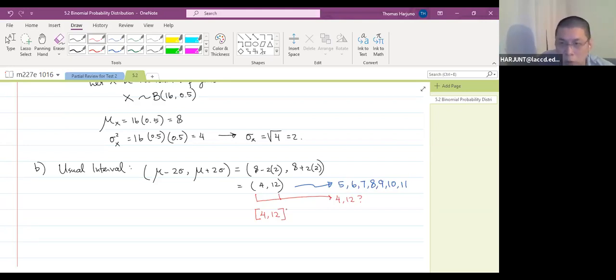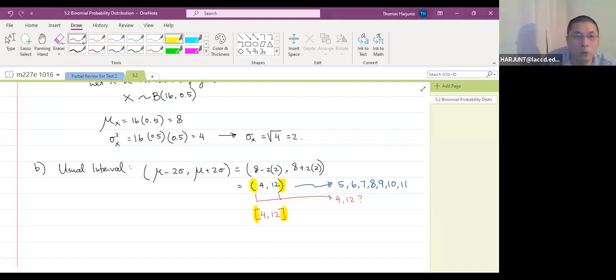Again, the issue is, should we use open interval or should we use closed interval? Do we include the endpoints or not? And the rule of thumb is it's actually up to you, consistently. As long as you are being consistent, you include or not.